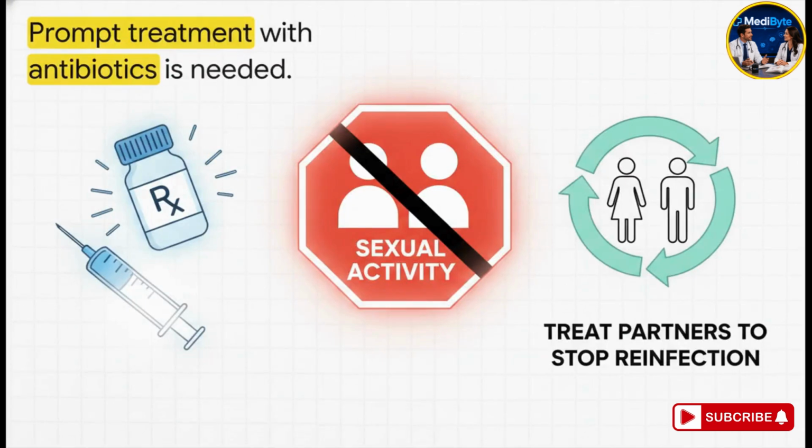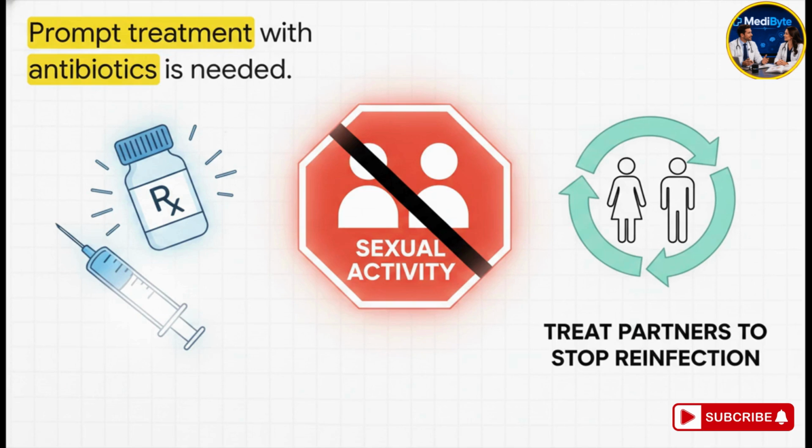Once diagnosed, the primary treatment plan is swift and it is aggressive. Prompt treatment with antibiotics, usually given by mouth or sometimes through an injection, is absolutely required to stop those long-term complications we just talked about. And here's a vital rule. All sexual activity must completely stop until a doctor confirms the infection is 100% eliminated.